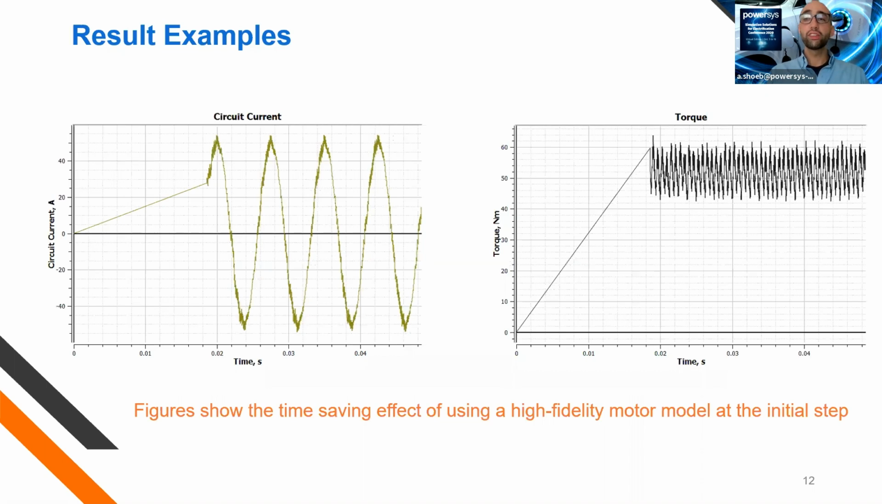So here are some result examples. As you can see here, there's this line. This line shows the time-saving effect when using this high-fidelity model at the initial period. So there is no transient effect in the beginning of the simulation. So circuit current, as you can see here, considers the inverter harmonics, also the torque, but it's all in steady state.